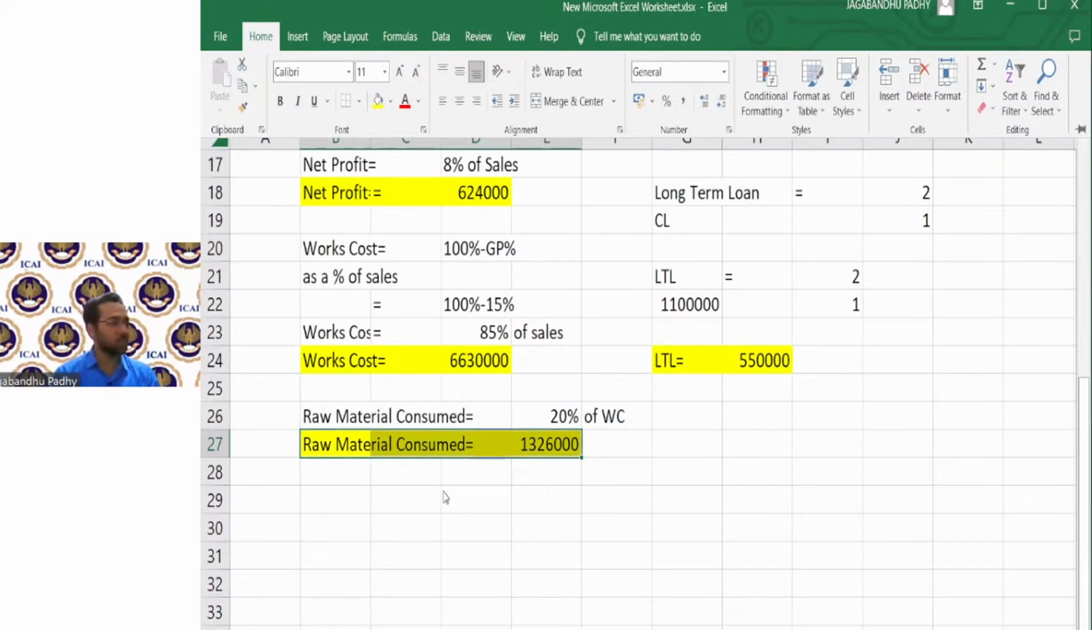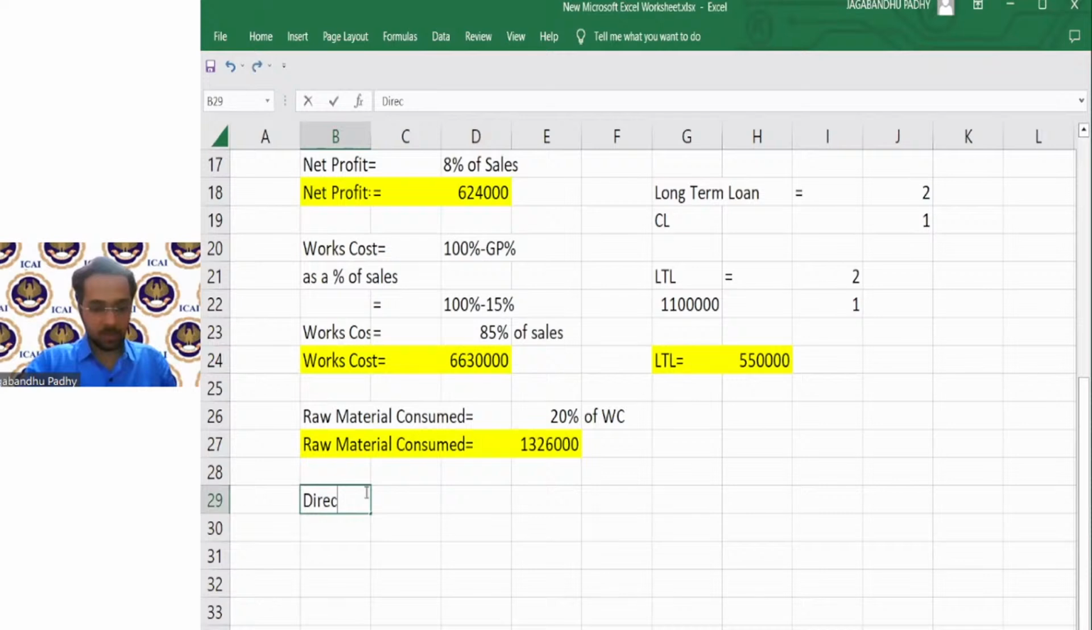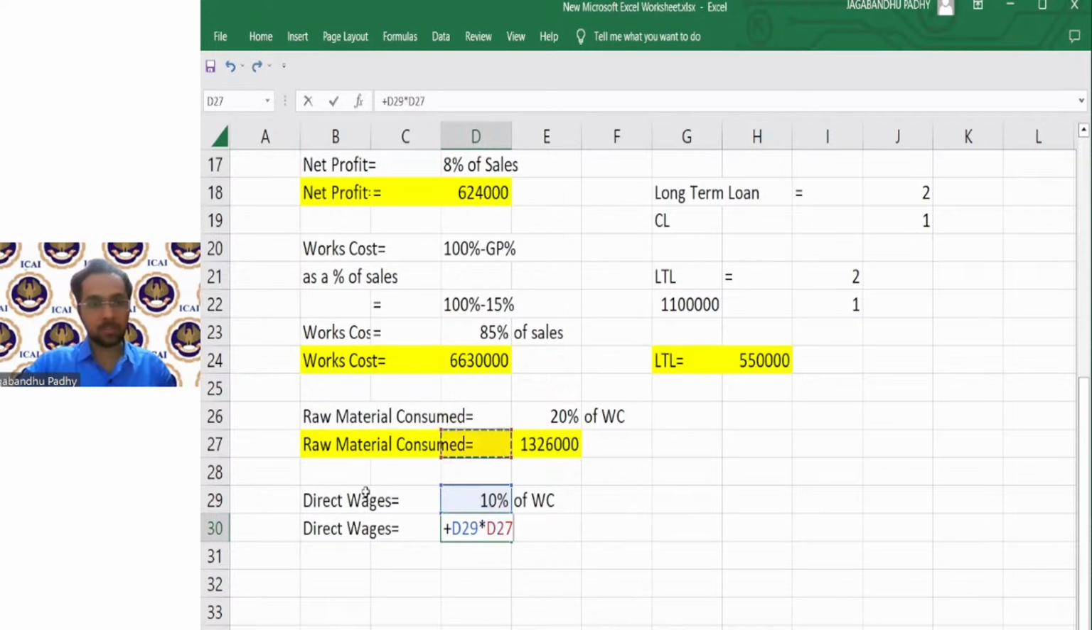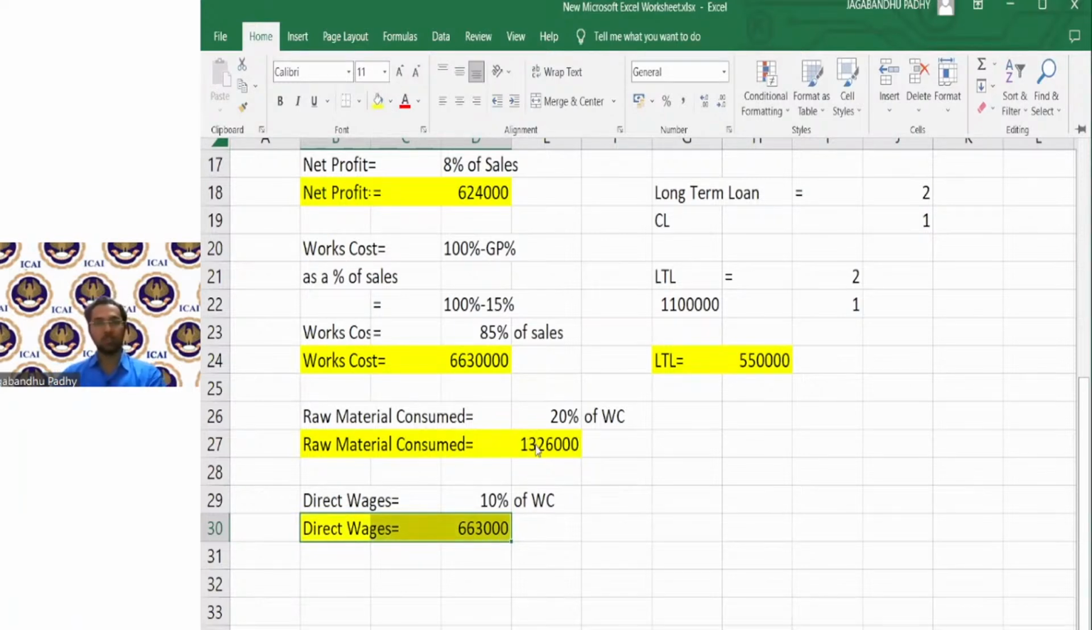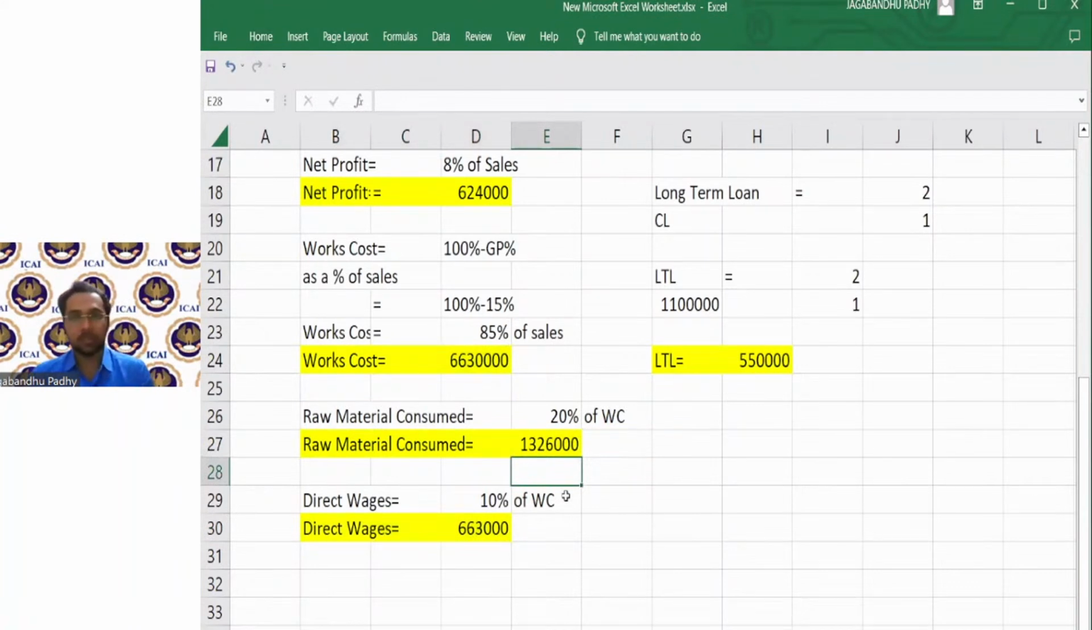Then after this, direct wages is 10% of work cost. So direct wages is stated to be 10% of work cost. This means our direct wages are going to be 10% of this works cost figure, with 66 lakh 30,000 being the work cost. So direct wages, we get this figure. The raw material consumed is 13 lakh 26,000. Direct wages is 6 lakh 63,000.